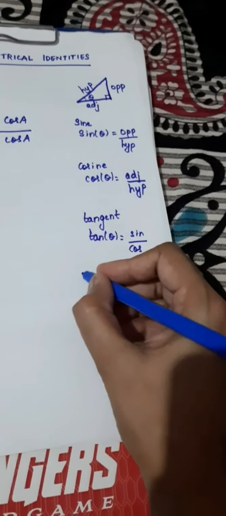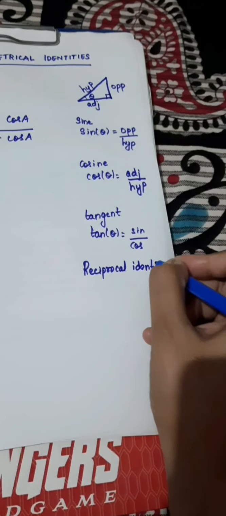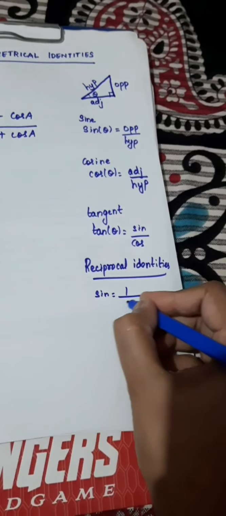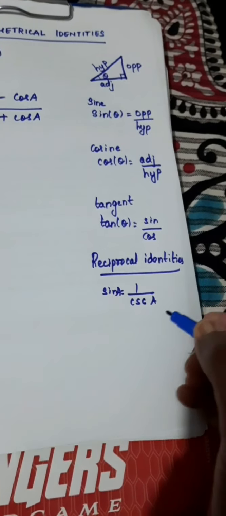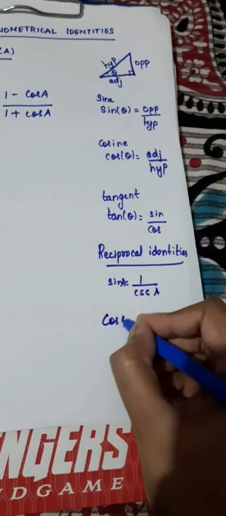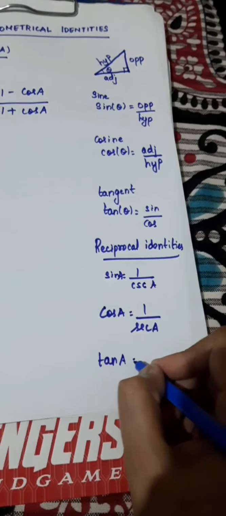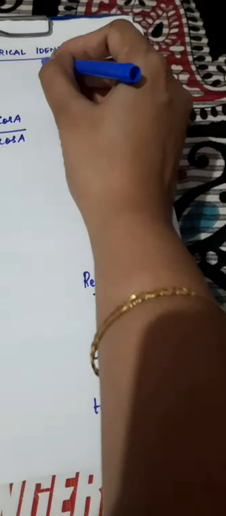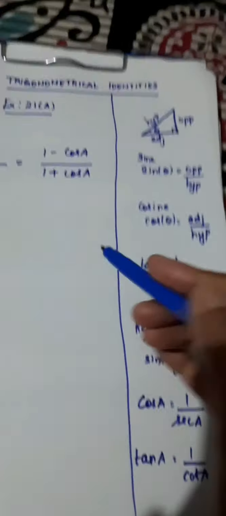Next, it's important to recollect the reciprocal identities which you learned in your earlier grades to solve this exercise. So, sin A is equal to 1 by cosecant A. Cosecant can be written as cosec as well as csc. Next, cos A equal to 1 by secant A. Tan A equal to 1 by cot A. So with this and a few more identities, we can solve this exercise easily.